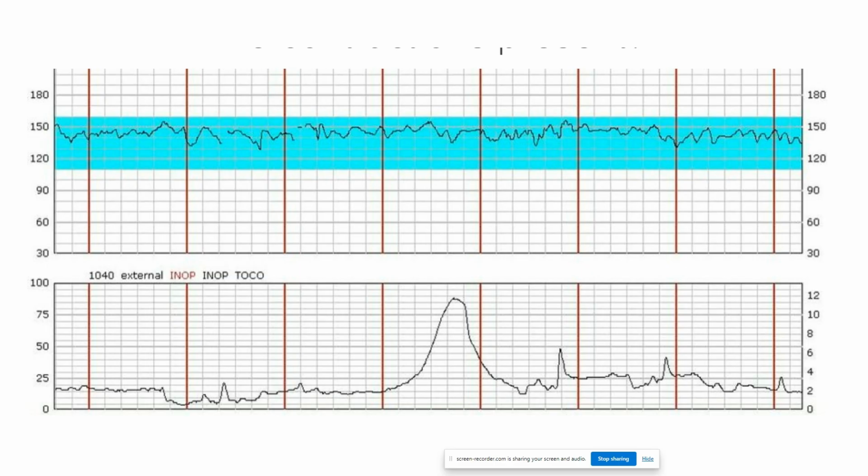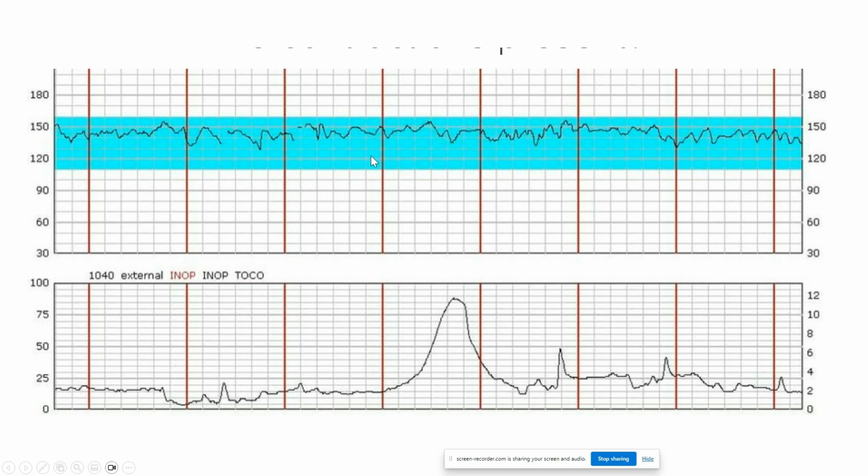But do we see any accelerations? No, we don't see any accelerations. Remember, an acceleration is a jump from the baseline, 15 beats by 15 beats. So it'd have to be 1.5 blocks going up and 1.5 blocks going across in order for it to be an acceleration. These little grooves right here are just not big enough to be labeled an acceleration, but it is telling me that this is still a well oxygenated fetus.